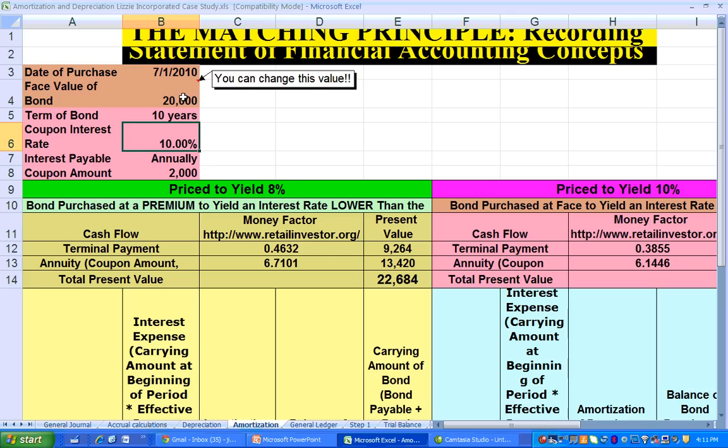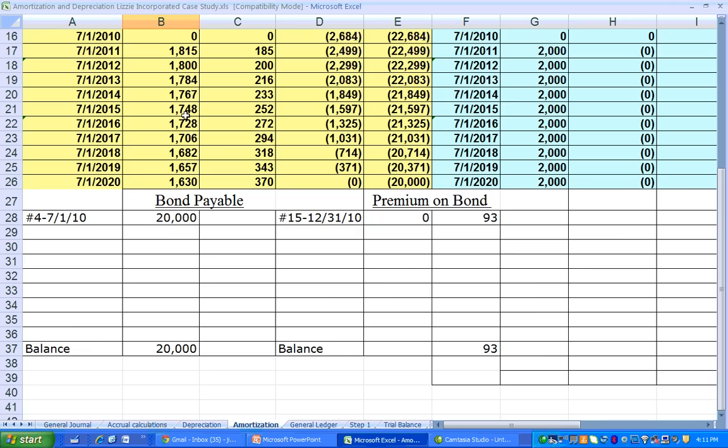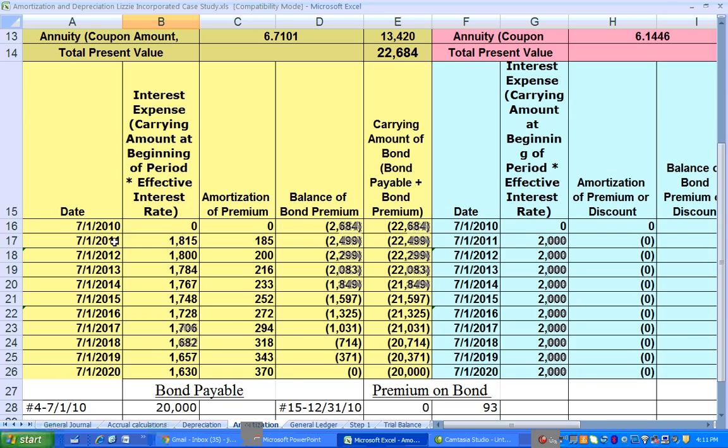Here the term is 10 years, and the coupon rate is 10% with the interest payable annually. That means that the coupon amount of $2,000, which is 10% of $20,000, is paid every year on July 1st. So we go down to the amortization schedule, and you see on July 1st, 2011, there's going to be a payment of $2,000. Same thing on 2012, so on through July 1st of 2020, the 10 years.